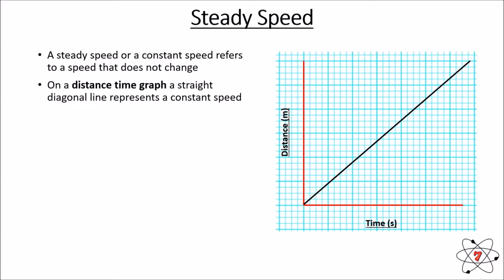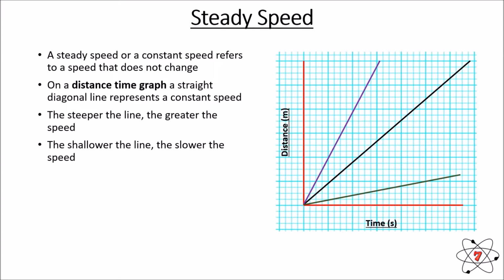What we can see here is a straight diagonal line. For each unit of time that passes, for example each second, the object is always going to move the same distance. The steeper that line is, the greater the speed is. A steeper line gives us a faster, constant rate of speed. If we have a shallower line, we have a slower, constant speed. So the gradient of that line is going to tell us the speed.